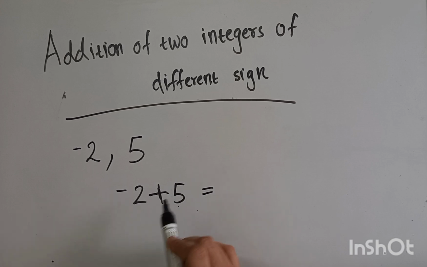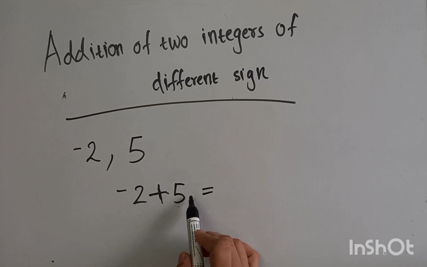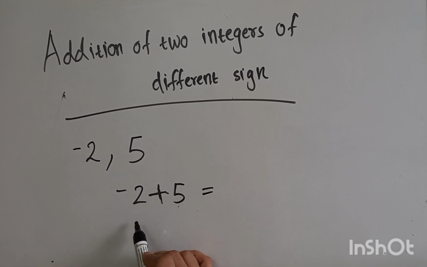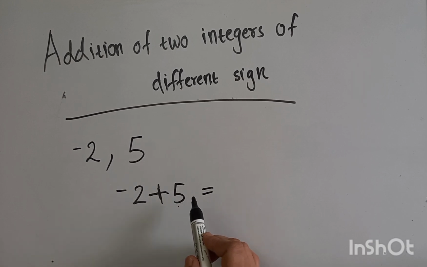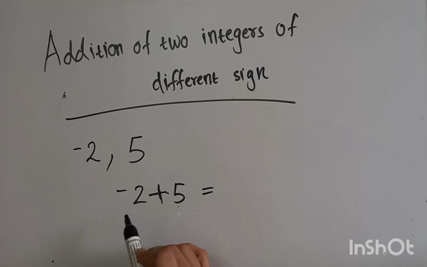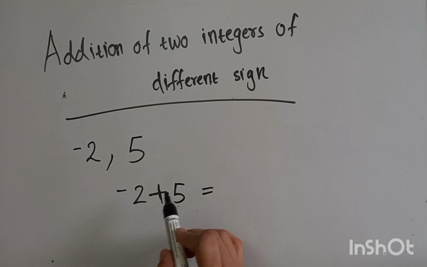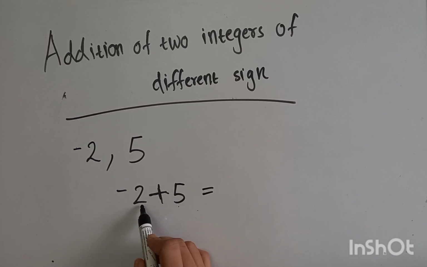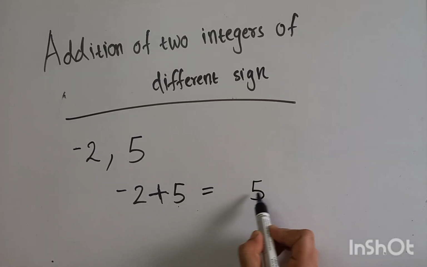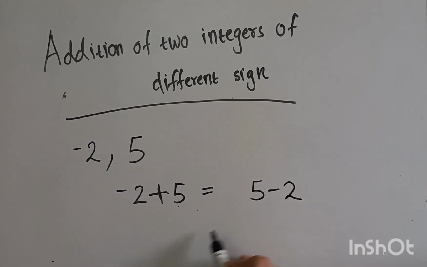And instead of the addition operation, first you have to do subtraction. You subtract the lesser number from the greater number. Here, comparing 2 and 5, 5 is greater than 2, so you do the operation 5 minus 2. The answer will be 3.